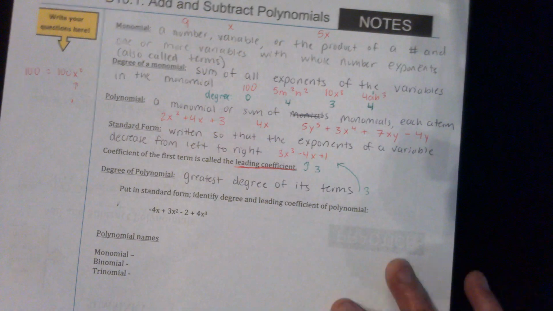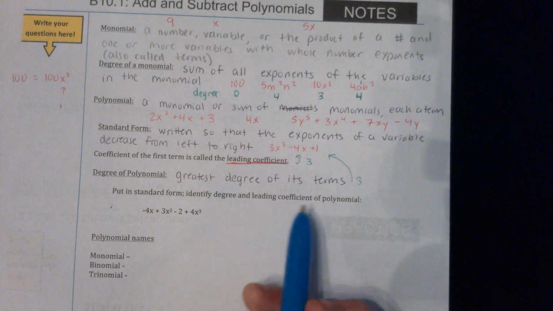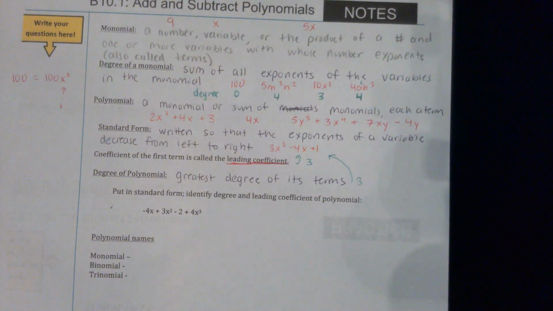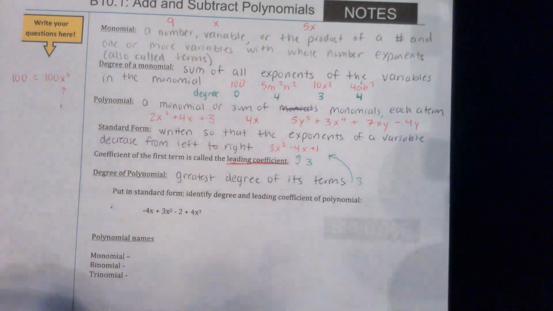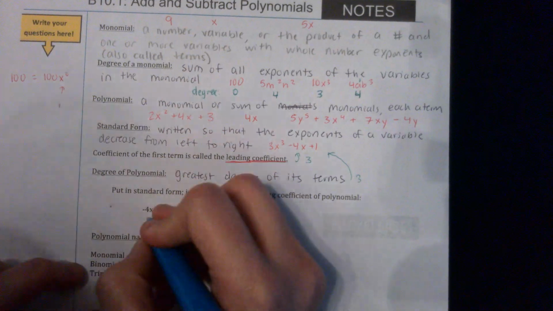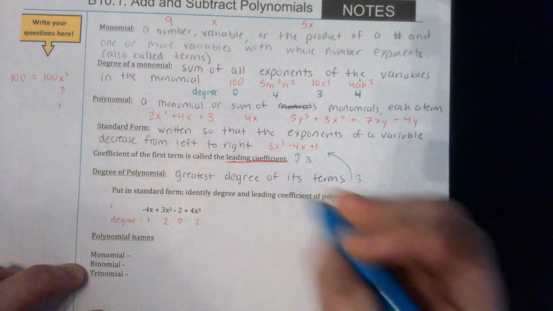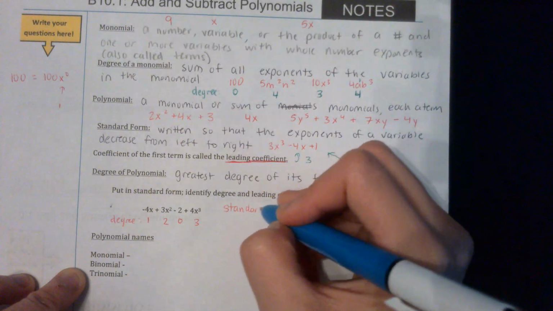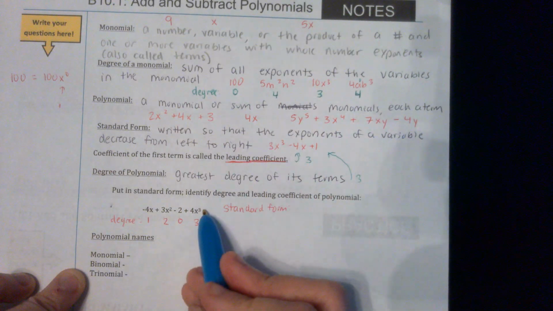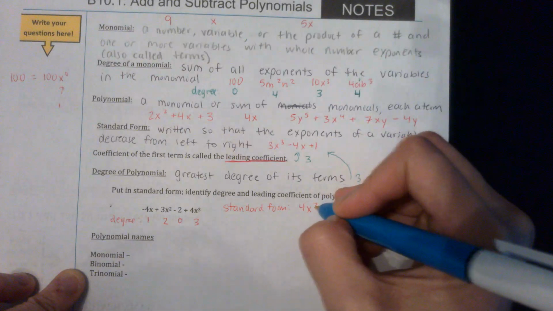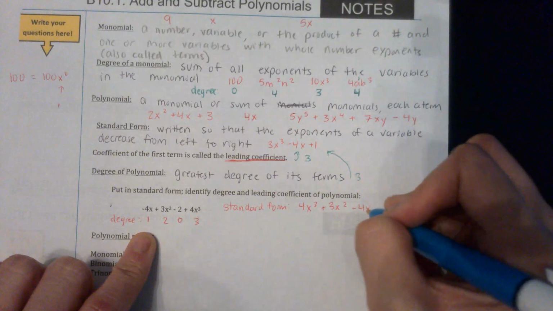All right, so lots of definitions. Let's do an example. Put in standard form, identify degree and leading coefficient of the polynomial. So this is degree 1, this is degree 2, this is degree 0, this is degree 3. So for standard form, we got to go decreasing from left to right. So we're going to start with our highest, 4x cubed. Then we have the 2 term, plus 3x squared minus 4x minus 2.